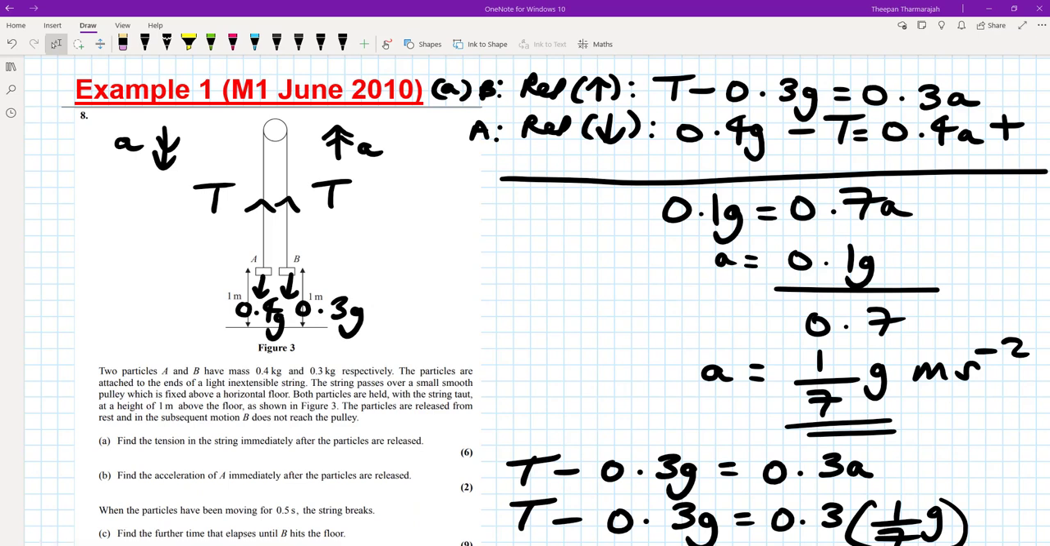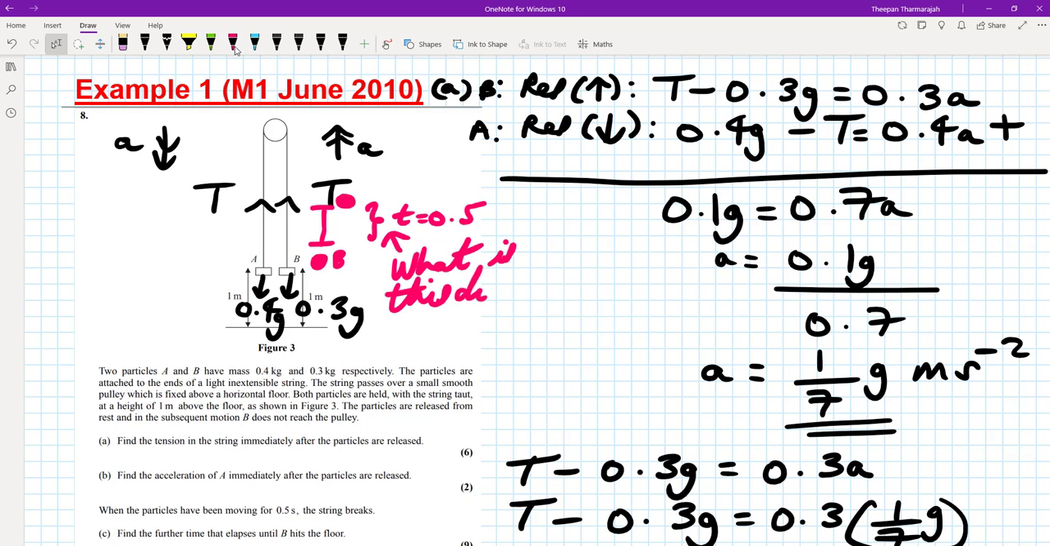Now part C is very important. It says when the particles have been moving for 0.5 seconds, the string breaks. Find the further time that elapses until B hits the floor. So we need to understand what's going on here. So B is moving and it travels some distance for the time period when t equals 0.5. So we need to work out what is this distance travelled by B.